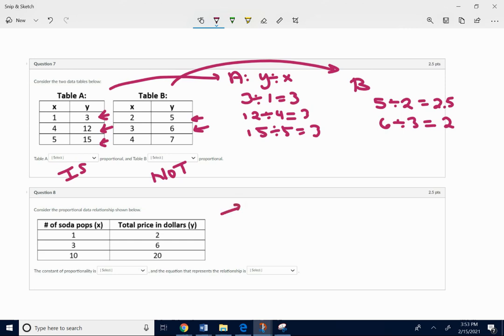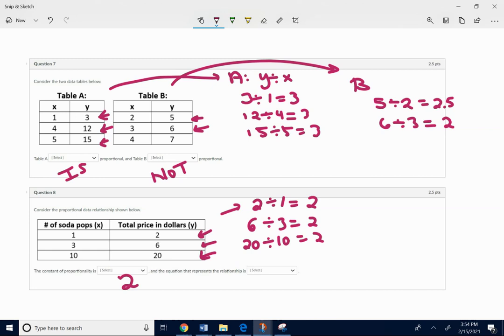So in this problem, if you take $2 divided by 1 soda pop, you get $2 per soda pop. If you take $6 divided by 3 soda pops, you get $2 per soda pop. If you take $20 divided by 10 soda pops, you get $2 per soda pop. See, you always get 2. That constant of proportionality is 2.